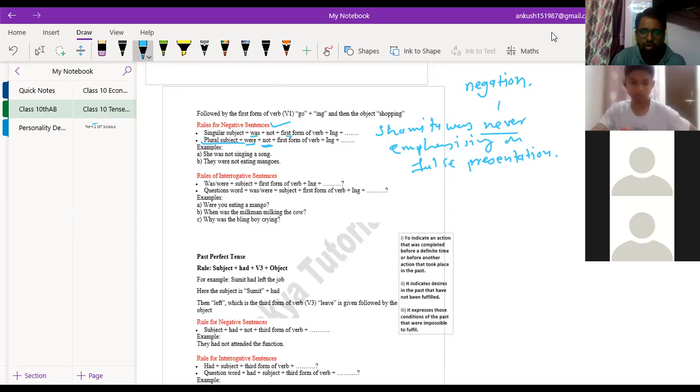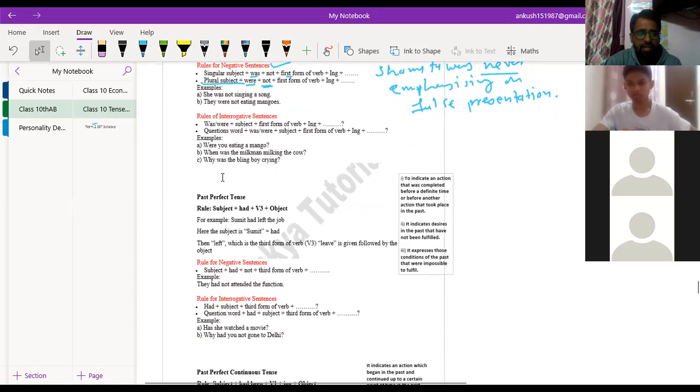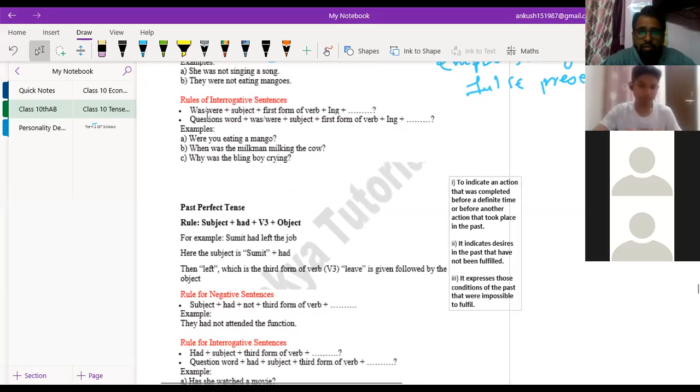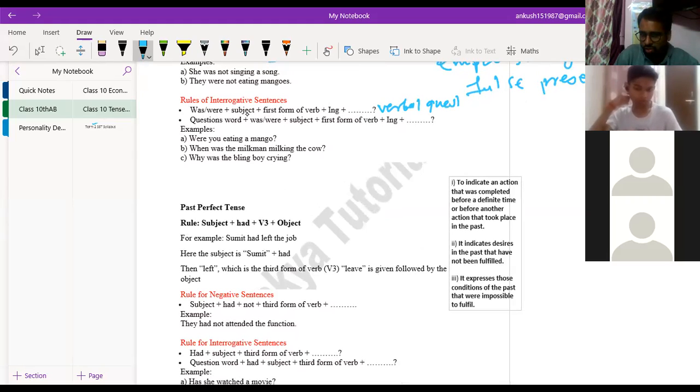Understood? Tushar, have you got it? Yes, I understood. Okay. Interrogative sentence. It is very easy to make the interrogative sentence of this tense. Like rules for interrogative: was, were. This is the verbal type of question. And this is the WH type of question, where we always start with a WH word, or it may be referred to as a question word. Okay.